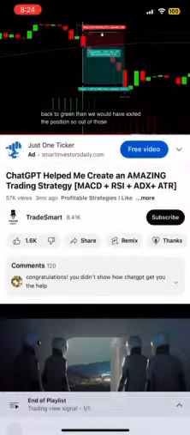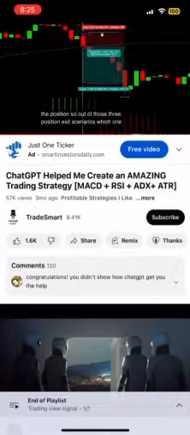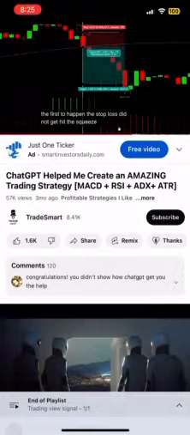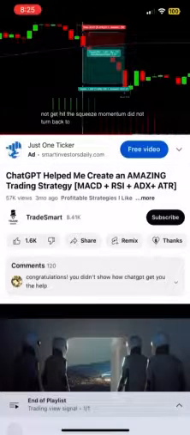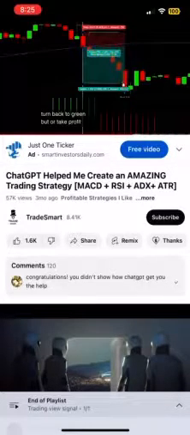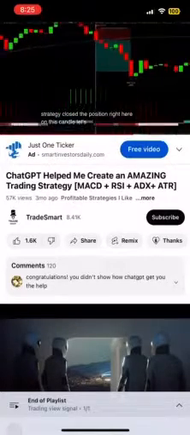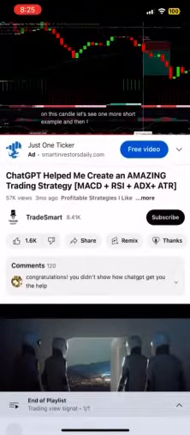So out of those three position exit scenarios, which one was the first to happen? The stop loss did not get hit, the squeeze momentum did not turn back to green, but our take profit was hit. So the strategy closed the position right here on this candle. Let's see one more short example and then I will go over the backtest.